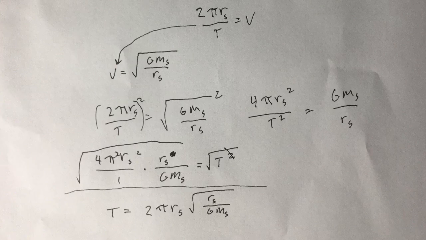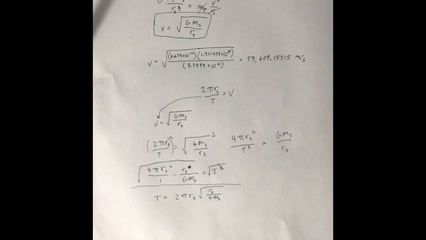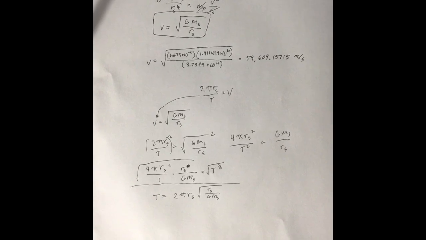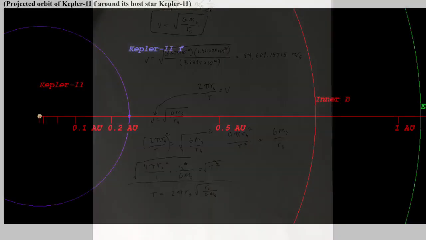To determine the period, which is the time it takes to complete one orbit, we can plug in 2 pi r over T into the velocity equation, and we get that the period is equal to 2 pi r times the square root of r over the gravitational constant times the mass of the sun. The value for the period was already provided by NASA and is equal to 4.034016 times 10 to the 6 seconds.